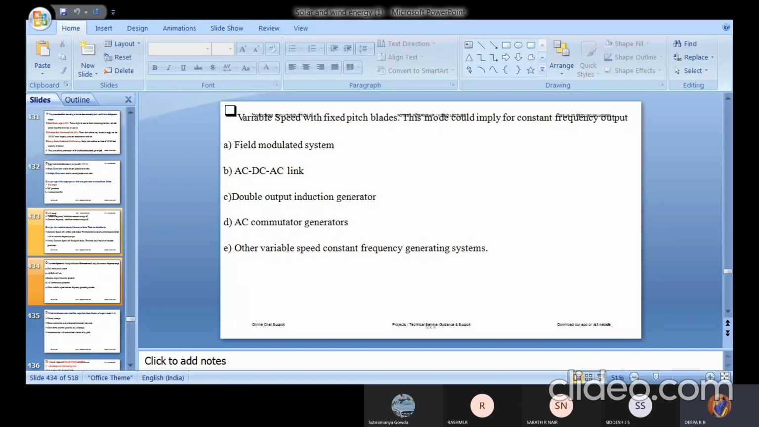So cost wise also somewhat moderate, clean energy, no need of transportation, and with a minimum amount you can go for minimum generation. So these are the major advantages of the wind energy system.